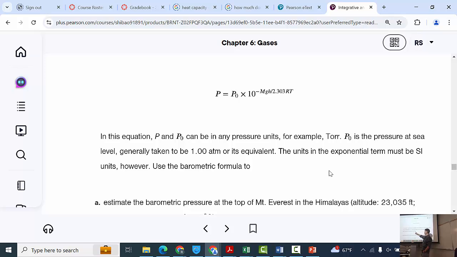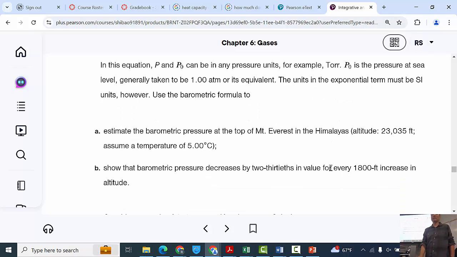Use the barometric formula to estimate the barometric pressure at the top of Mount Everest. So this is what I did. I didn't go up to the top of Everest with my barometer. I just calculated what the pressure should be. It's about 1/3 of an atmosphere. I used the barometric formula to calculate that based on the altitude and the temperature.